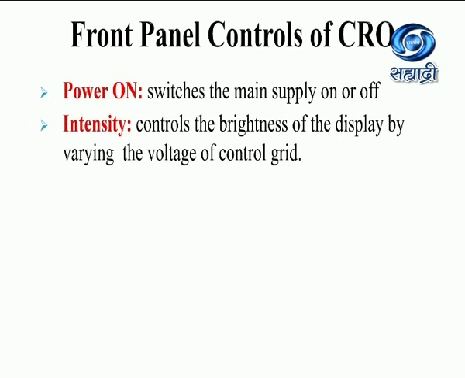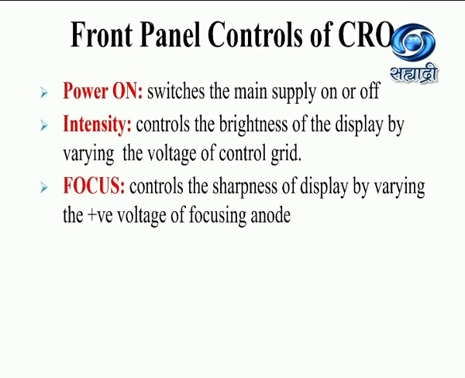So it will control the brightness of the display by varying the voltage of the control grid. Basically, this control is internally connected to the control grid. So if you change the negative potential of the control grid, it will change the intensity of the electron beam on the screen. Then we have focus.